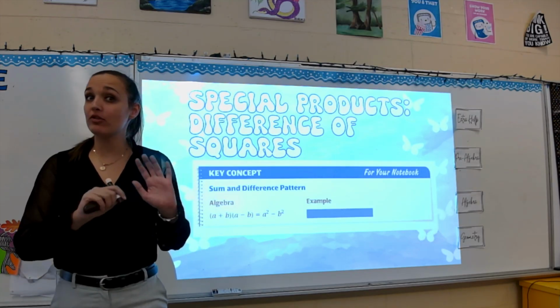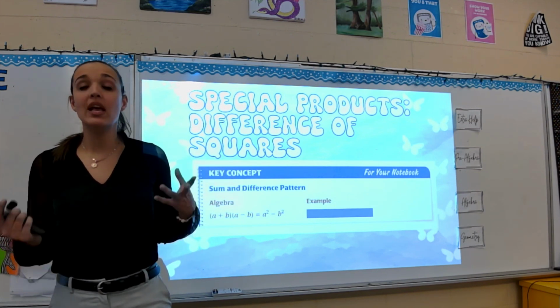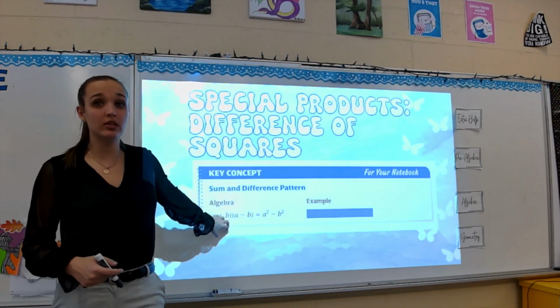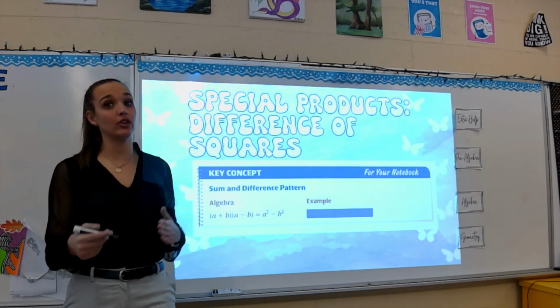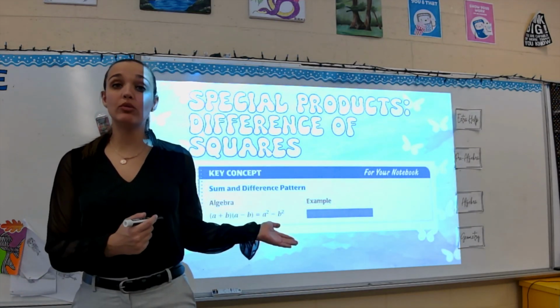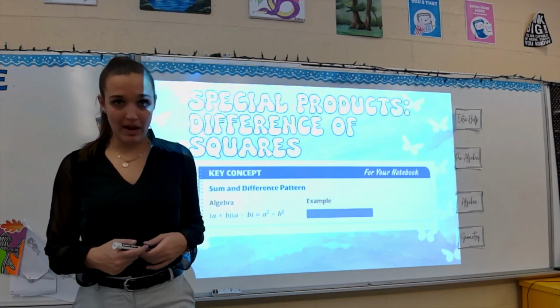If not, if they're not the same terms, and one with a plus and one with a minus in between, then you need to use foiling. But instead, if this works, if the first term is the first, the second is the second, a plus and a minus, then you can use this formula to be able to get your answer in a quicker manner.